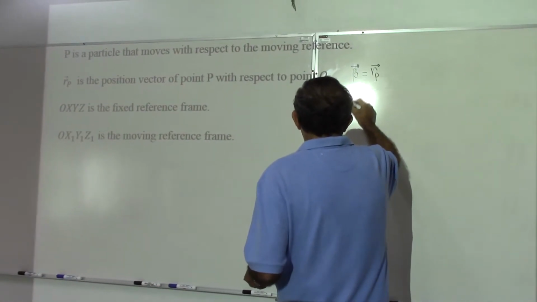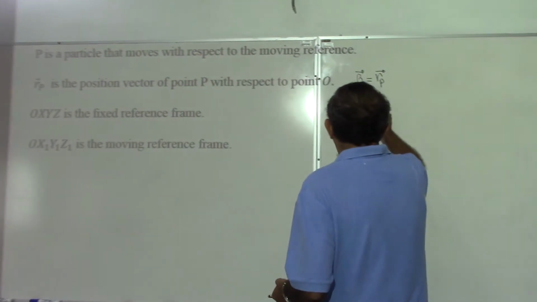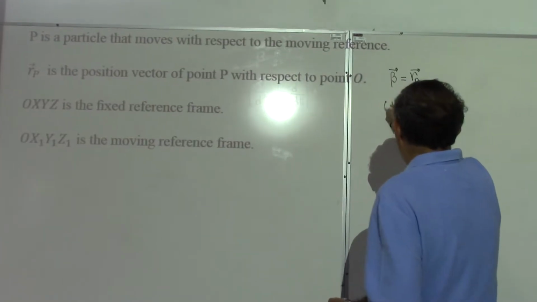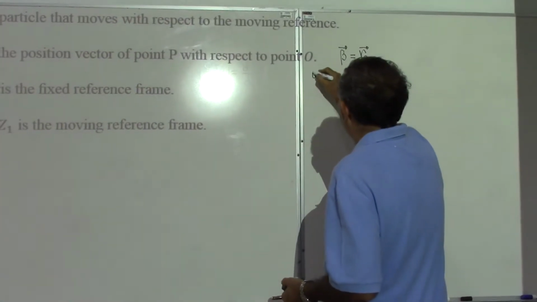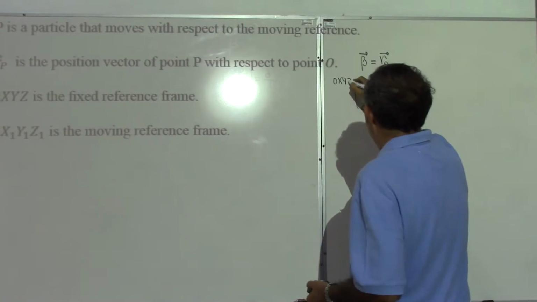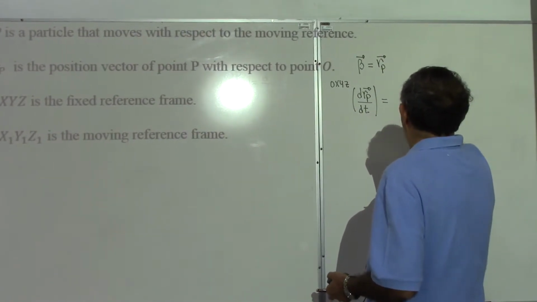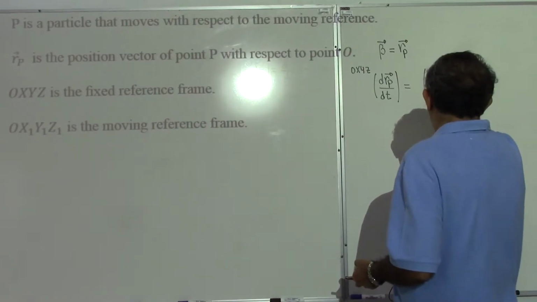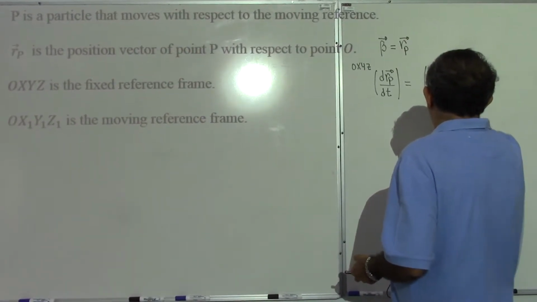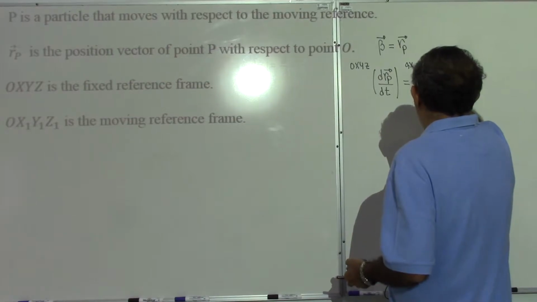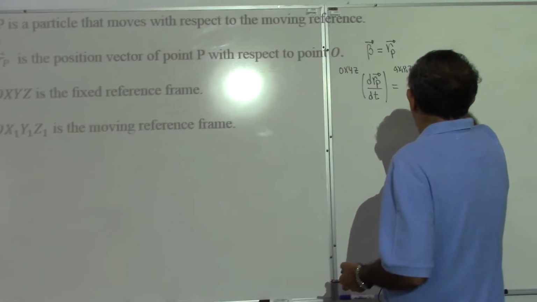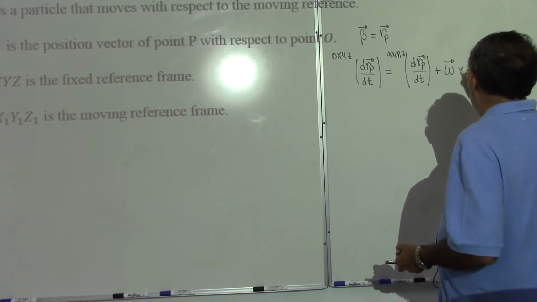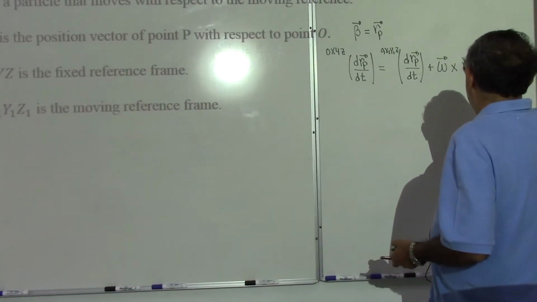Using the equations that we obtained in the previous talk, with beta equal to rp, the expression that we have is that the derivative of the position vector with respect to time and with respect to the fixed reference frame is equal to the time derivative of rp with respect to time and with respect to the moving reference frame, plus the angular velocity of the rigid body times the position vector. Okay?